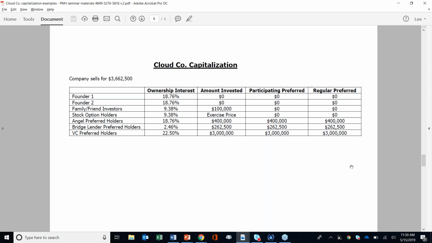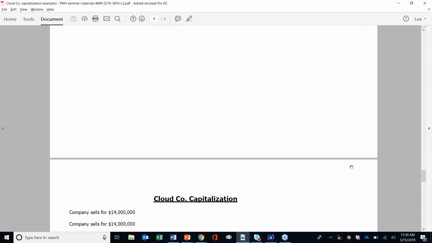And so, that's almost $5 million for the VC preferred holders at 22.5%. That's a good bit higher number. It's a lot higher than this liquidation scenario. So we're going to go to the next example.